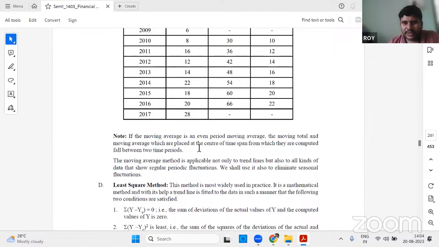And if it is an even period moving average, the moving total and the moving average, which are placed at the center of the time span from which they are computed, fall between 2 time periods. Okay. It is applicable not only to trend lines, but also to all kinds of data that show regular periodic fluctuations.